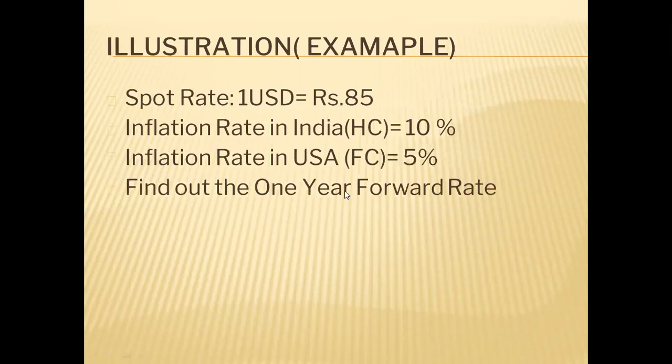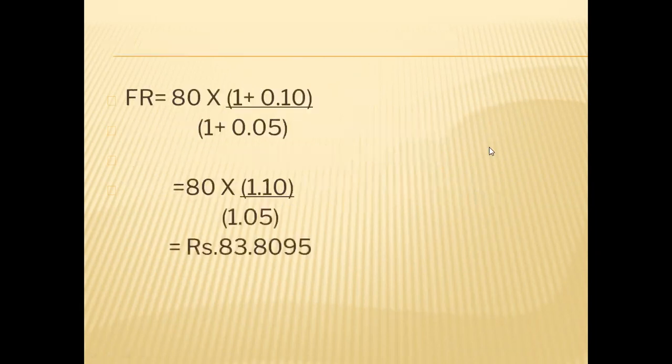Same formula, same illustration only. Here also there is a typing mistake. We will have to take 80 for the US dollar. Today's spot rate is 80. Inflation in India is 10%. Inflation in USA is 5%. We have to find out the 1 year forward rate. What will be the exchange rate of USA after 1 year? So if we apply this formula, we will get that the forward rate is 83.80.